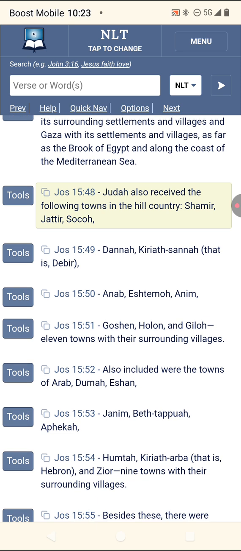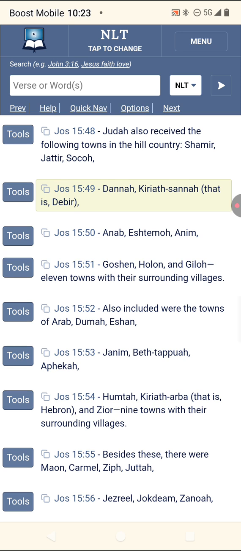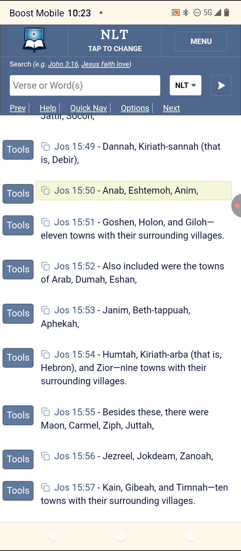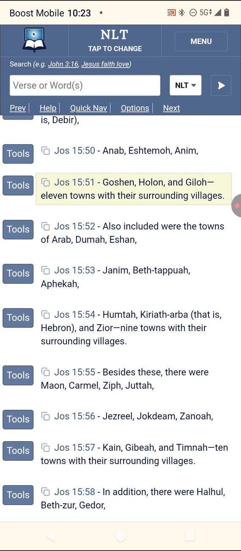Judah also received the following towns in the hill country: Shamir, Jatir, Sokah, Dana, Kiryat Sanah, that is Debir, Anab, Eshtemoh, Anim, Goshen, right? Goshen. Okay, remember Goshen? Goshen is where we lived at, when we were captive under Egypt.